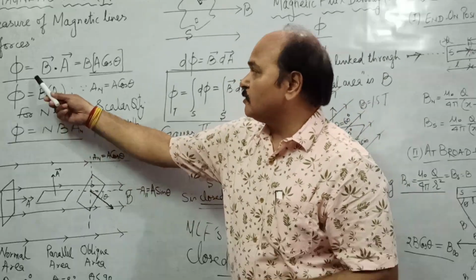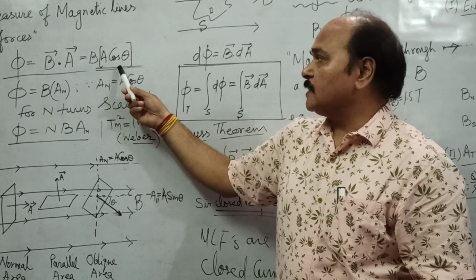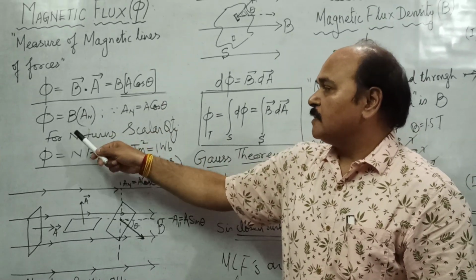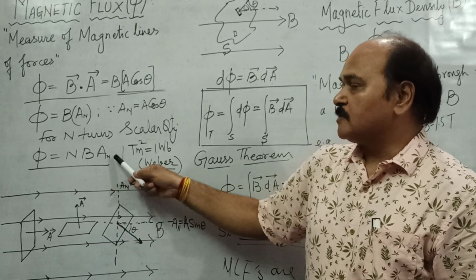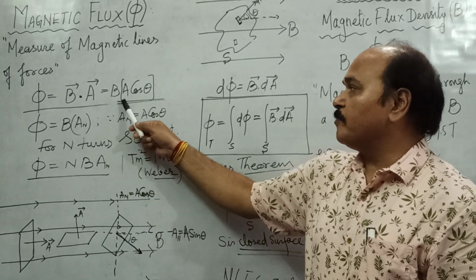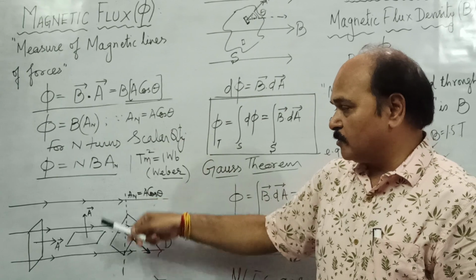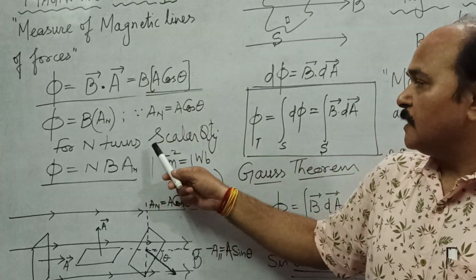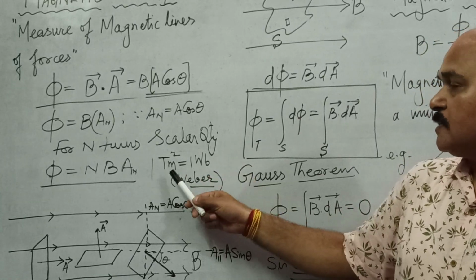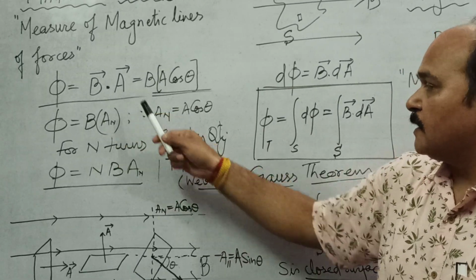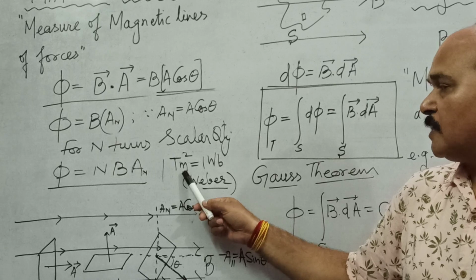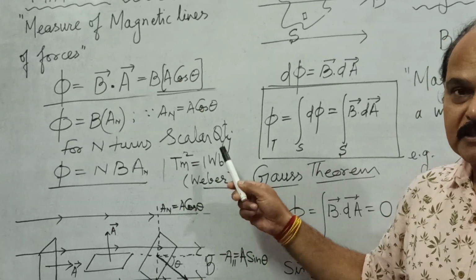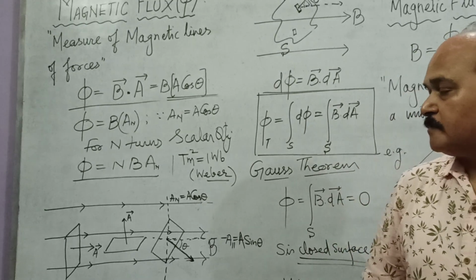The flux passing through a uniform area is BA cos theta, and if there are n number of turns in the coil, magnetic flux is going to be n times BA cos theta. This A_N is the normal component of the area. What is that? We'll come to know very shortly. Flux is a scalar quantity. Its unit is the unit of magnetic field into area, that is Tesla into meter square. 1 Tesla meter square is 1 Weber. This is the SI unit of magnetic flux.